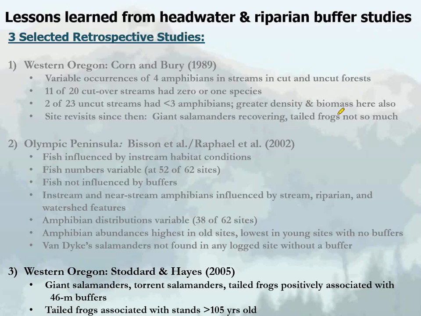A third study was a retrospective study by Margot Stoddard and John Hayes in Western Oregon, and they looked primarily at giant salamanders, torrent salamanders, and tailed frogs, which were positively associated with 46-meter buffers. And tailed frogs were associated with stands greater than 105 years old.